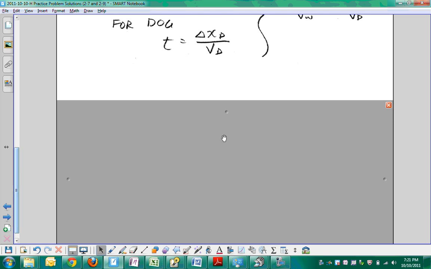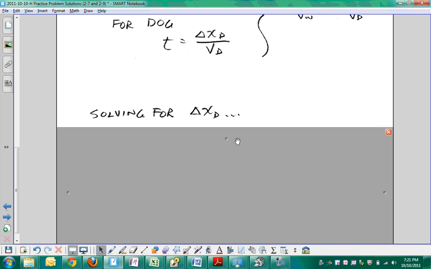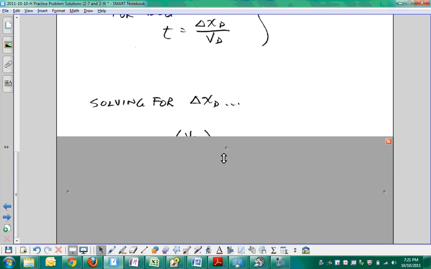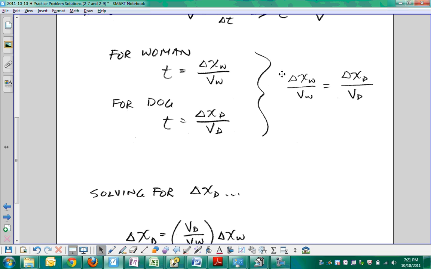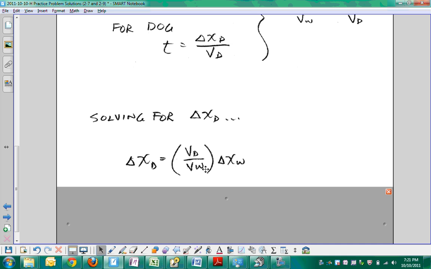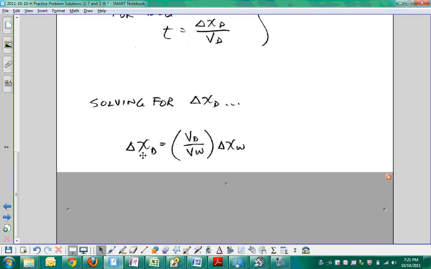Scrolling down a little bit, we can solve for delta x for the dog, right? That's what we're looking for. And we can set that up by multiplying each side by the velocity of the dog. I've just rearranged and gathered things to show it's a ratio of their velocities, actually the inverse ratio of their velocities. All right, so delta x for the dog will be equal to velocity of the dog divided by velocity of the woman times the distance that the woman runs.